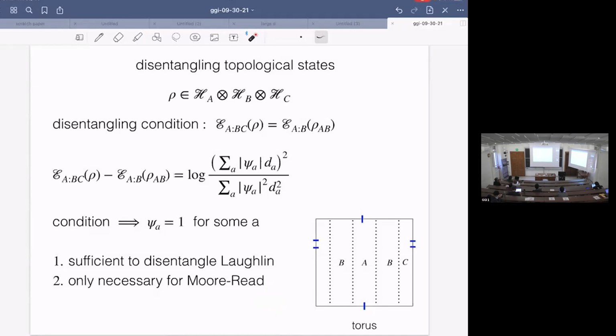Sorry, the condition is psi A equal to 1 for one value of A and 0 for the other, or different? Yeah, sorry. Let me write that. I was a little imprecise here.